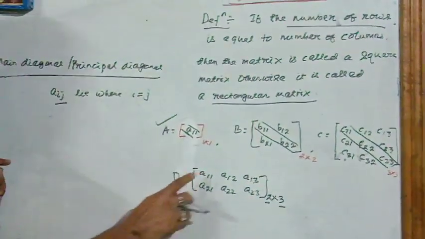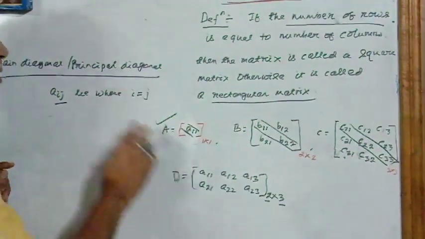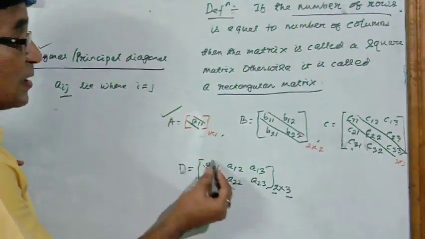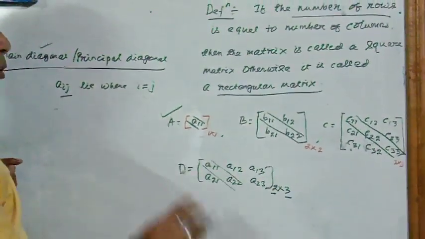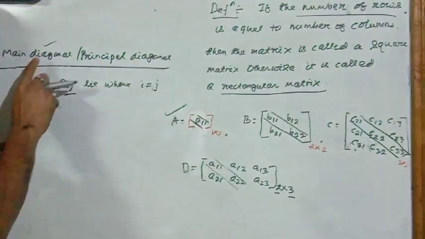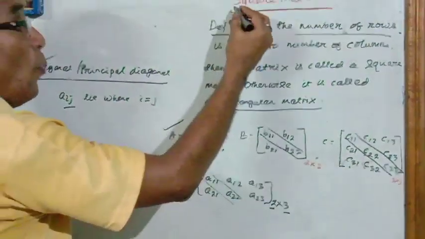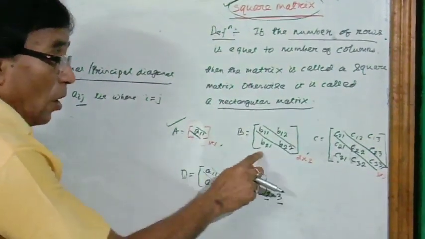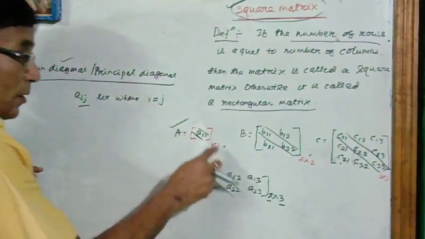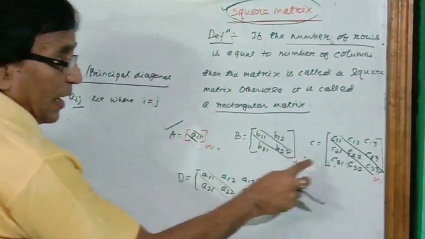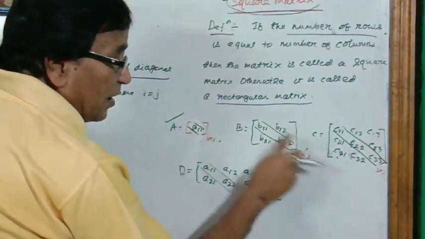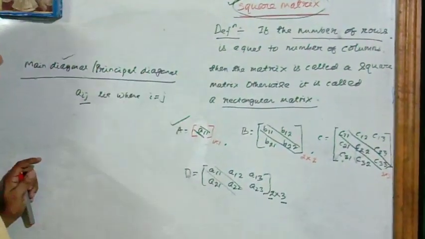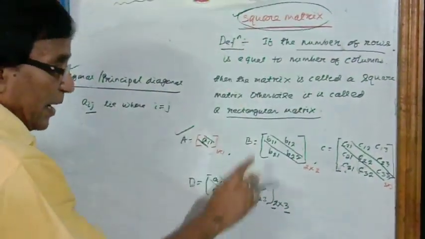But in case of a rectangular matrix, we cannot have a principal diagonal. You cannot say that this is the principal diagonal. So remember that principal diagonal or main diagonal will exist only in case of a square matrix. That means this is the main diagonal, because here the elements where i is equal to j lie. So this is the principal diagonal of a square matrix.